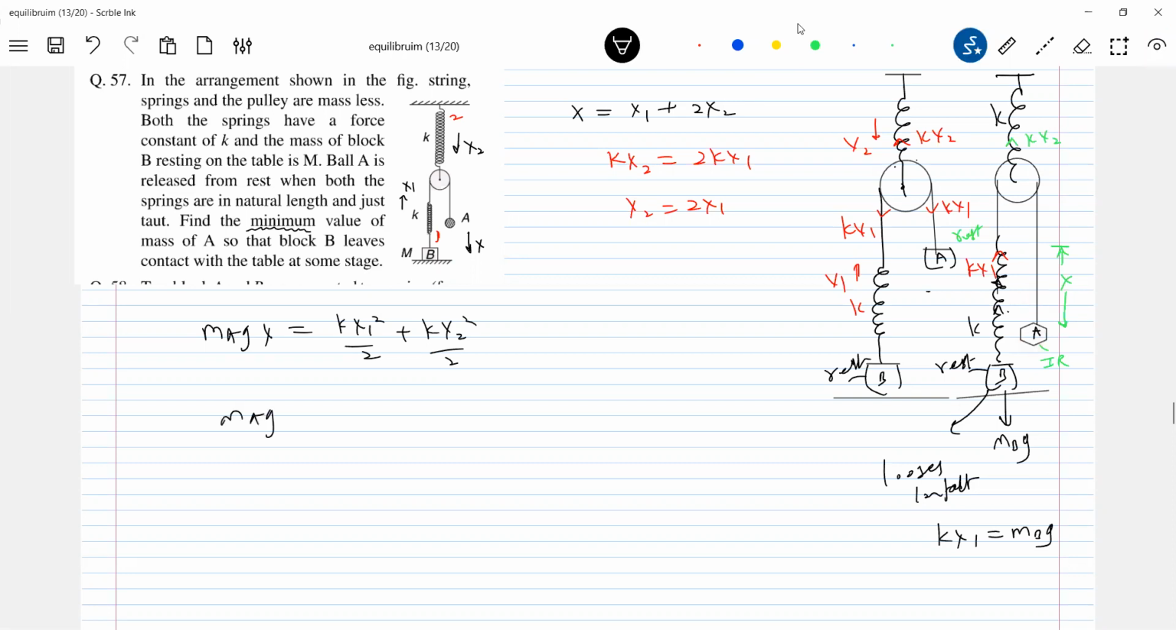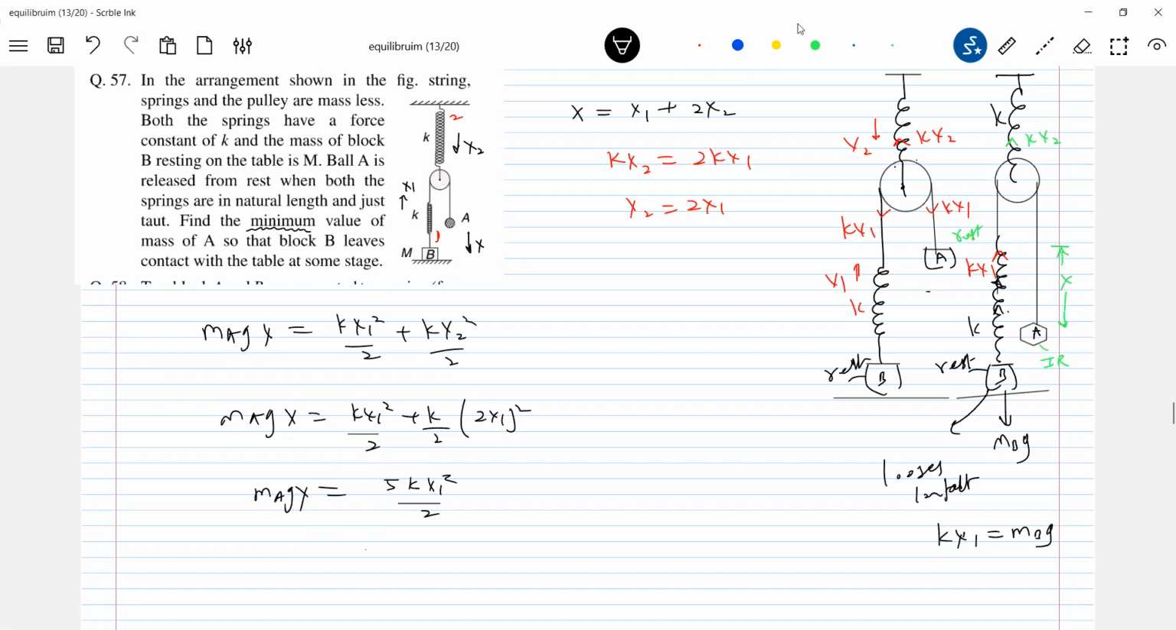So this will be mAgx equal to k by 2 times x1 squared, with x2 as 2x1, whole squared. This will be 5kx1 squared by 2. So what is the x1 value? kx1 equals mbg, so in place of x1 you can write mbg by k. Substitute that.